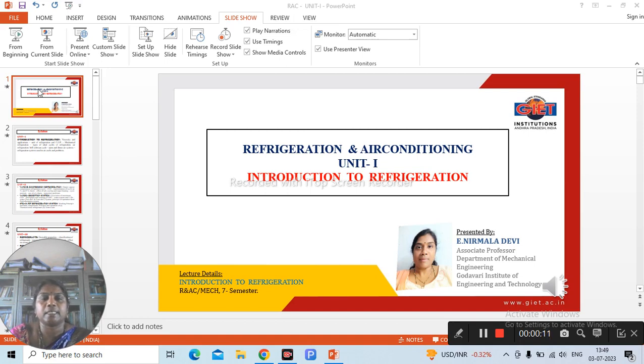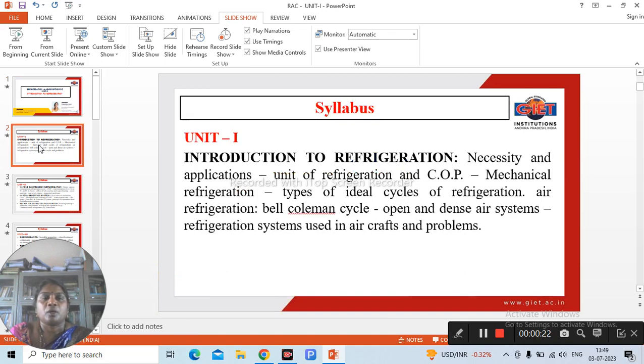Refrigeration and air conditioning. So before going into the subject, the syllabus of the subject: the first unit is the introduction of refrigeration.